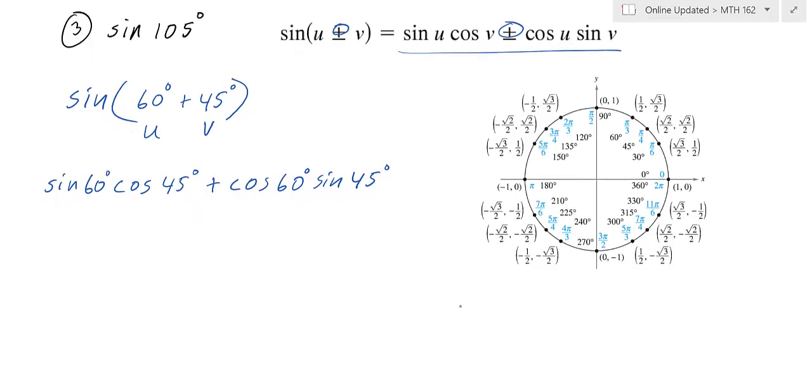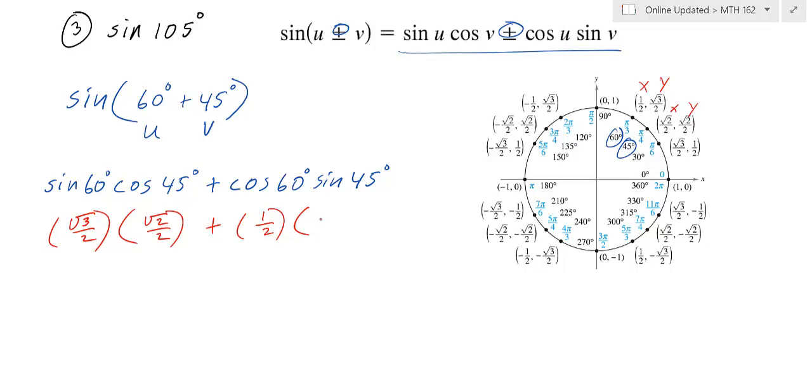And once again, we have our 60-degree angle and the 45-degree angle, and I want to find the sine of 60, which means that would be the y-coordinate. So that's the square root of 3 over 2. And the cosine, which is the x-coordinate here at 45, is a positive square root of 2 over 2, plus the cosine of 60, which is the x, so that's 1/2, and the sine of 45, which is the y-coordinate, so that's a positive square root of 2 over 2.